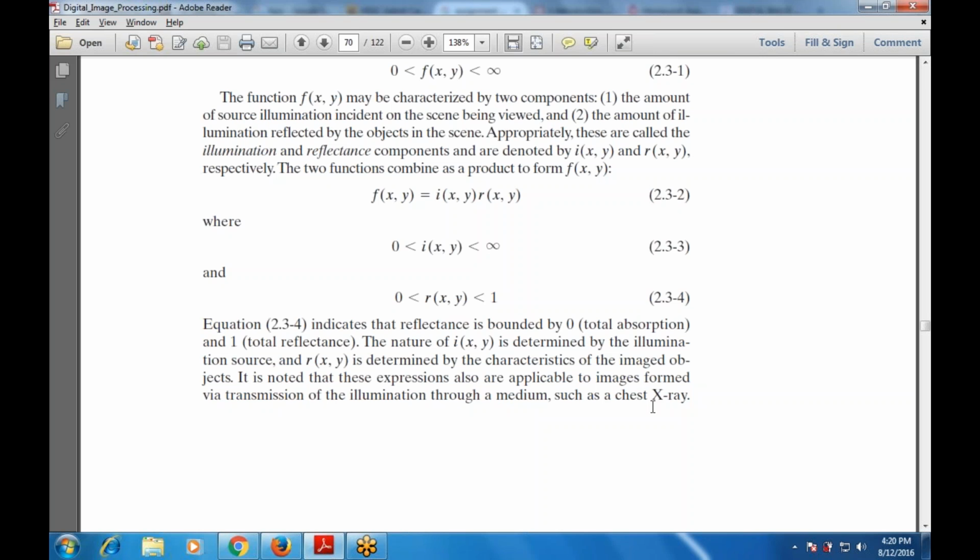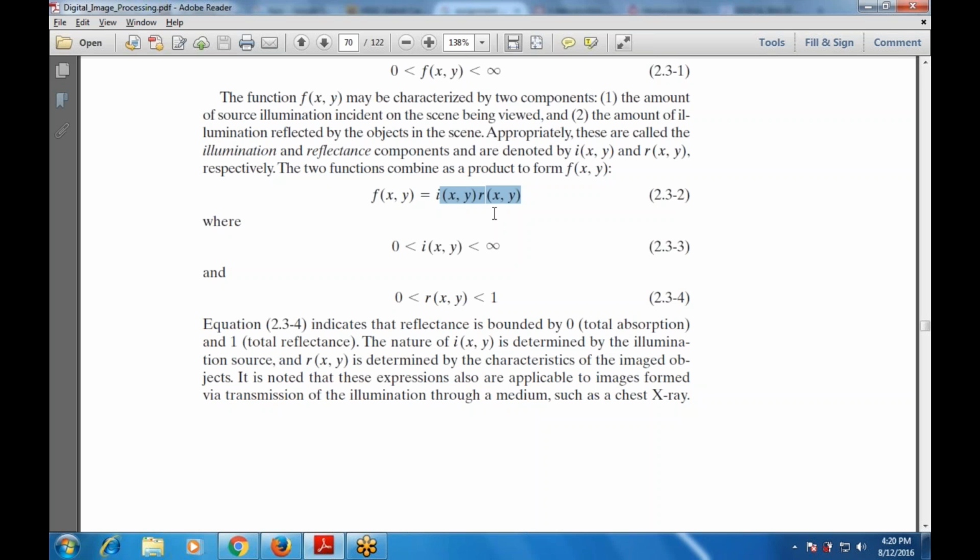The two functions are used as a product to form f(x,y). That means when we multiply the illumination and the reflectance components, after combining, that is known as f(x,y). This is the image function that consists of two parts, illumination and reflectance. What is the range of the illumination? From 0 to infinity. And what is the range of the reflectance? From 0 to 1.